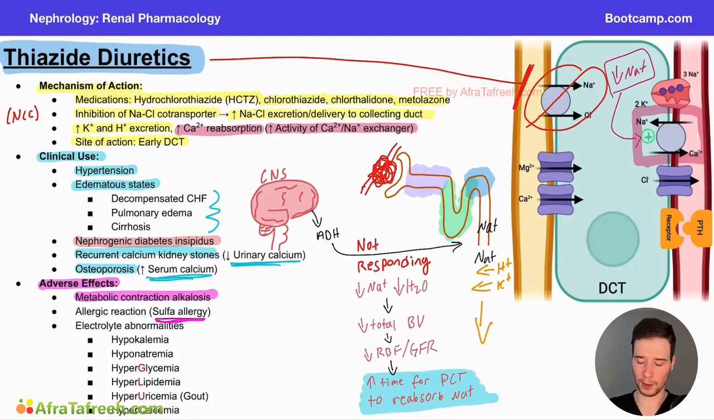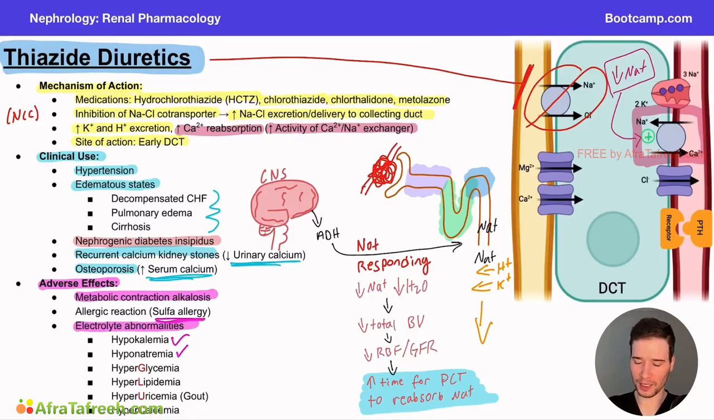And finally, the last one I want to talk about here are the variety of different electrolyte abnormalities. So these should make sense to you as well. Hypokalemia. Why? Because we said we're sending more potassium to be excreted from the body. If we lose more potassium, it makes sense we would have hypokalemia. Hyponatremia should also make sense to us. Why? Because the whole point of this medication is that we're blocking sodium reabsorption. So if we're blocking sodium reabsorption, more of it stays in the tubule, more of it's excreted from the body. That one should be good to go.